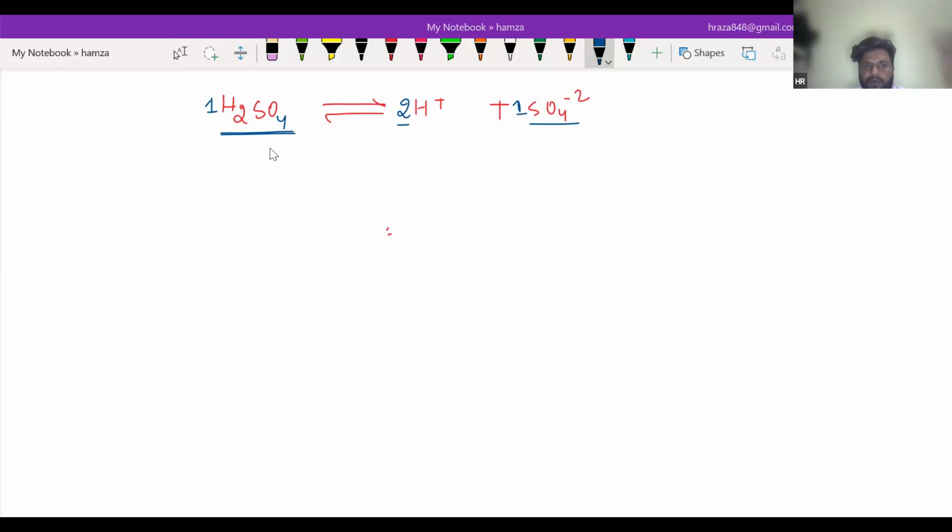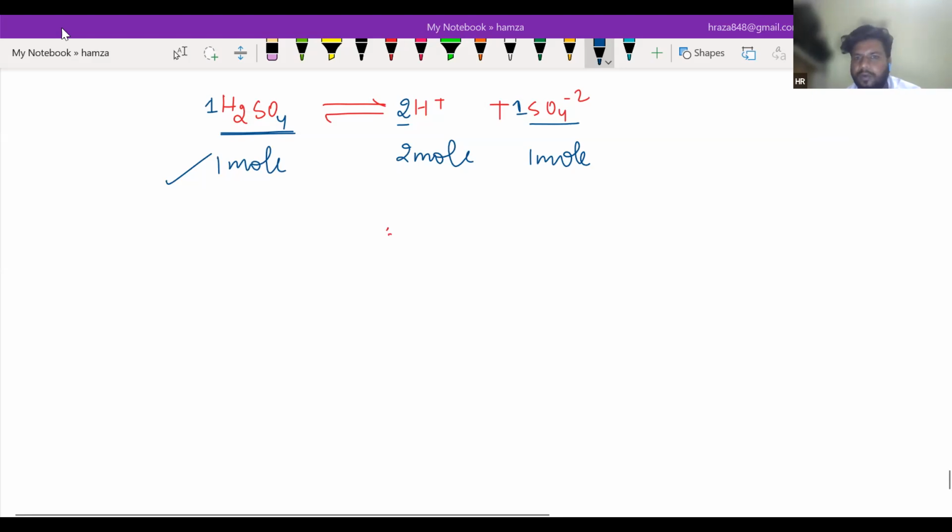This is basically 1 mole of H2SO4 will give 2 moles of H plus and 1 mole of SO4 2 minus. Are you agree with this? Just reply with me. Are you agree with this? Yes or not? 1 mole of H2SO4 will give 2 moles of H plus and 1 mole of SO4 2 minus. Are you agree with it or not? Yes. But this is generalized.